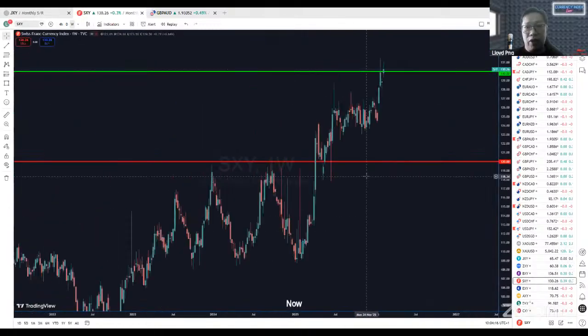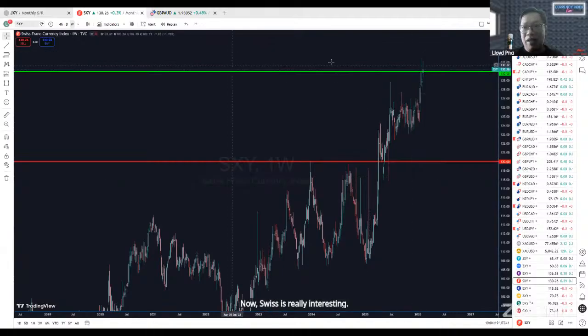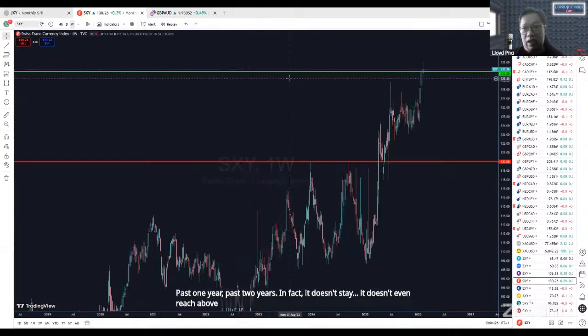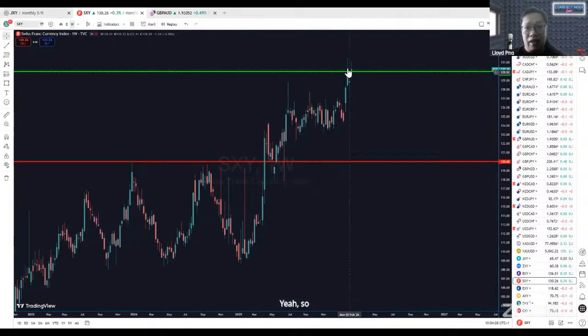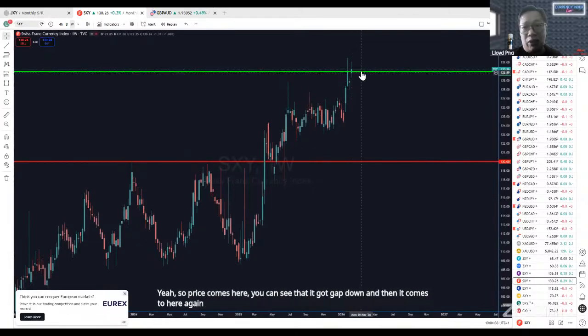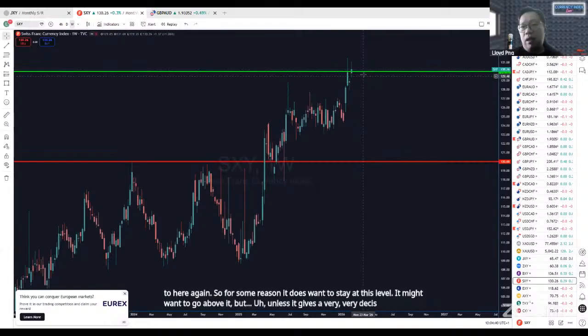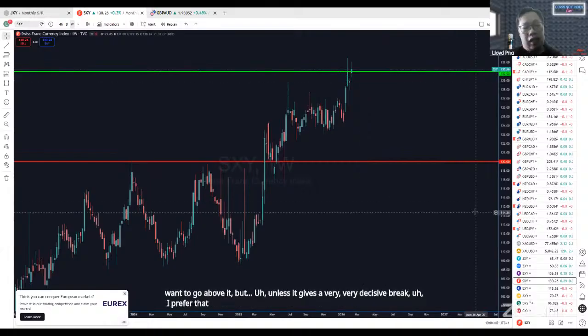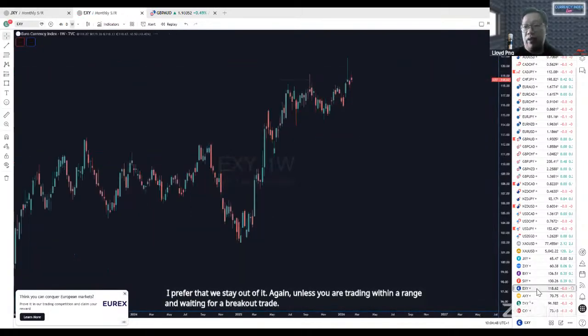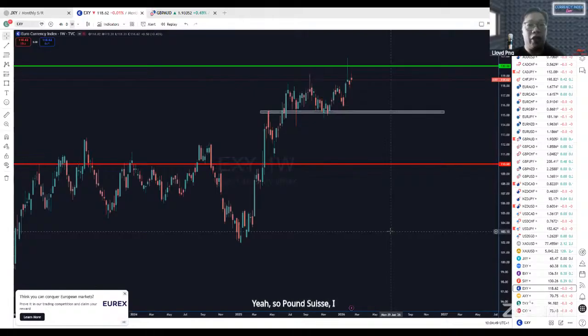Now, Swiss is really interesting. You can see that in the past 1 year, past 2 years, in fact, it doesn't even reach above 130. Price comes here, you can see that it got gapped down, and then it comes to here again. So for some reason, it does want to stay at this level. It might want to go above it, but unless it gives a very, very decisive break, I prefer that we stay out of it. Again, unless you are trading within a range and waiting for a breakout trade. So pound Swiss, I'd rather not touch it as a swing trader analysis.